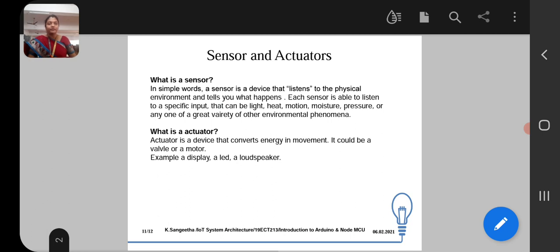A sensor is a device that senses, that listens to the physical environment and tells what happens. So each sensor is able to listen to the environment and tell you what happened. It listens to a specific input that can be light, heat, motion, pressure or moisture, anything. So any one of the inputs of the environmental phenomena.